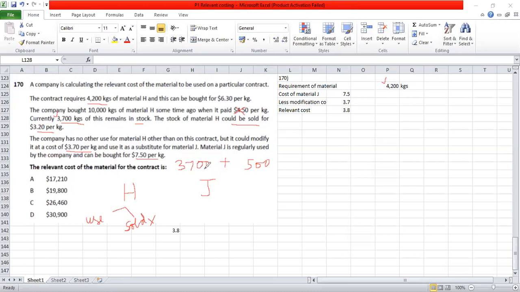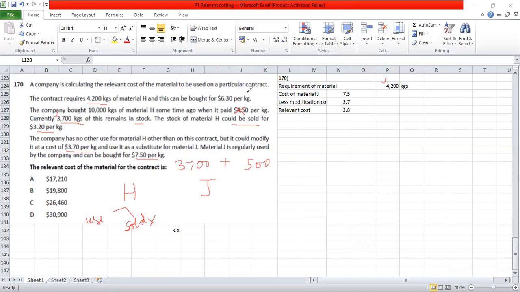3,700 is already purchased. So already purchased historical cost cannot become relevant cost. 6.3 for 3,700 is irrelevant. And so the cost for 500 kgs will be 6.30, because we have to purchase. That's right. The purchase part also has the choice, 7.5 or 6.3. Between the two, 6.3 is better.